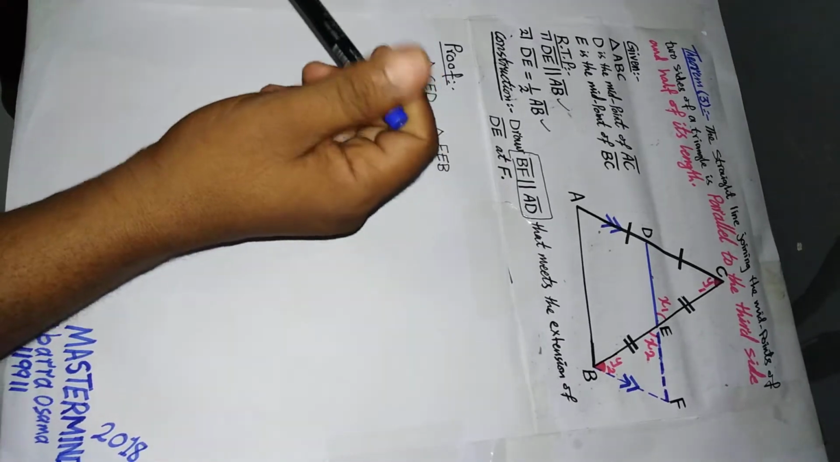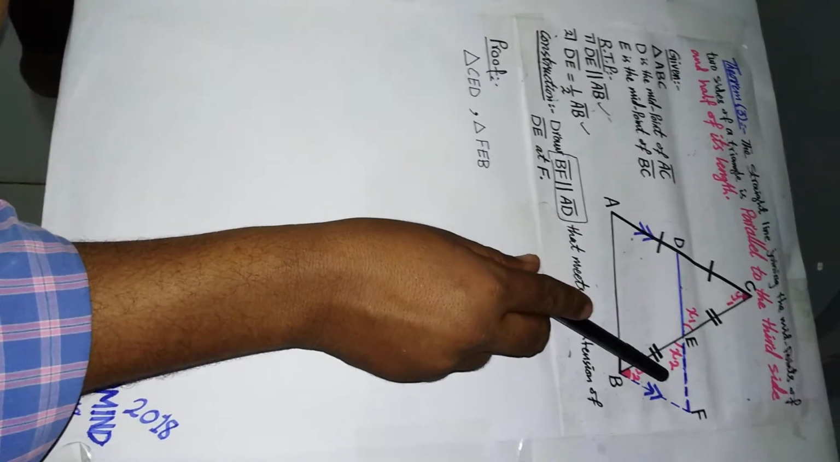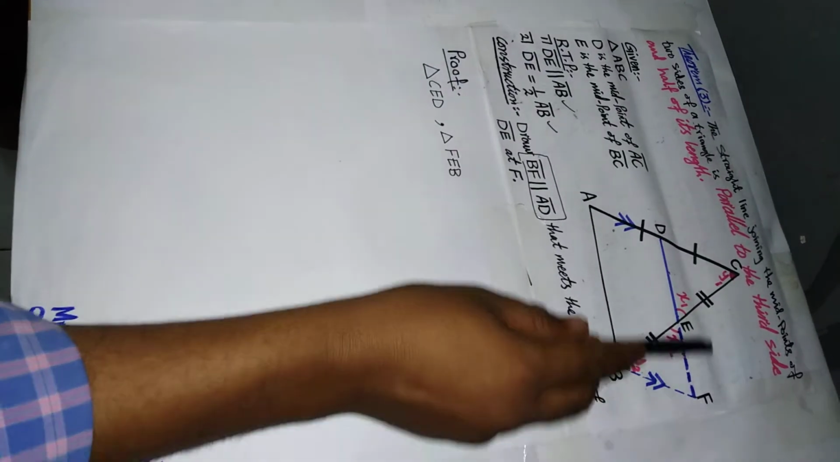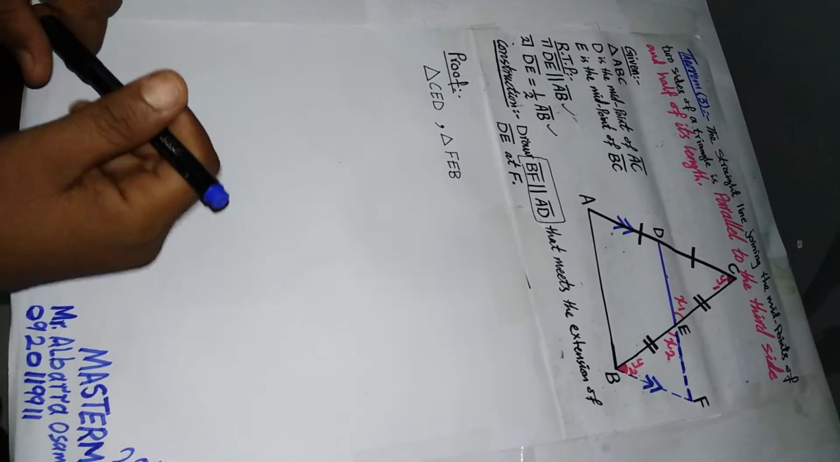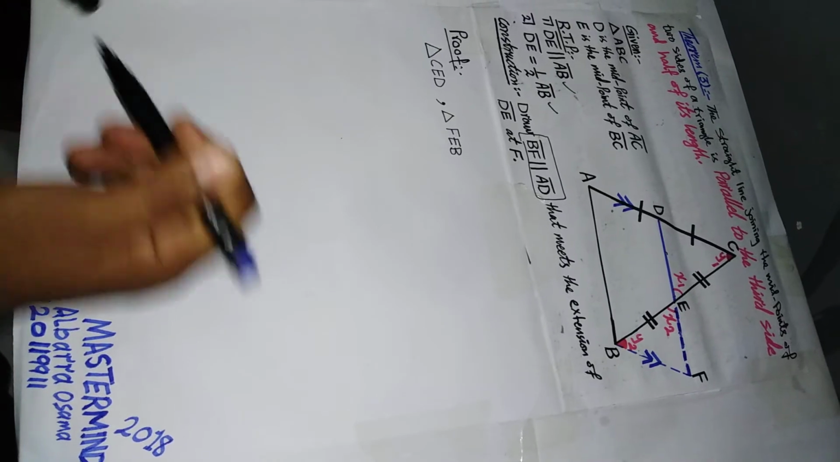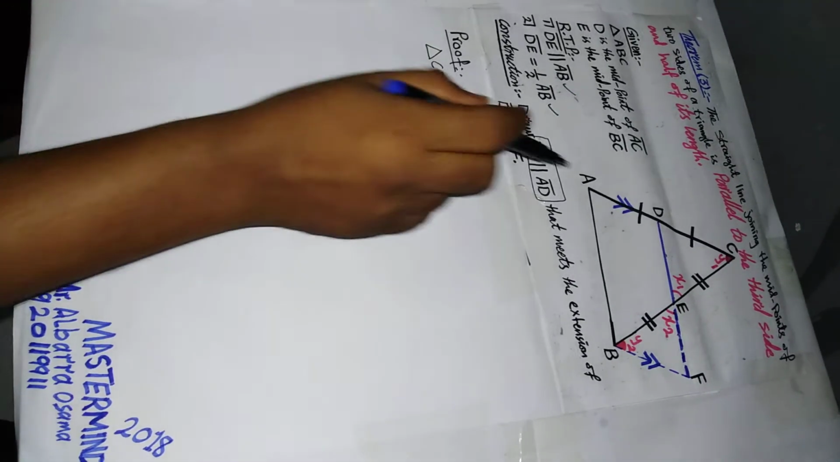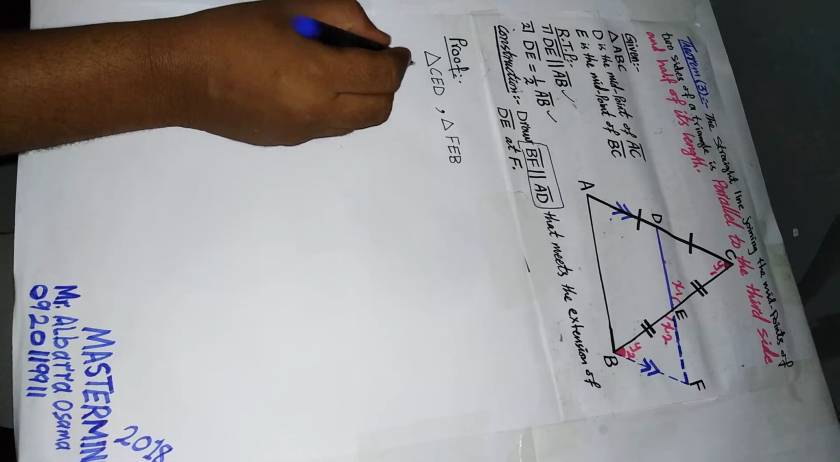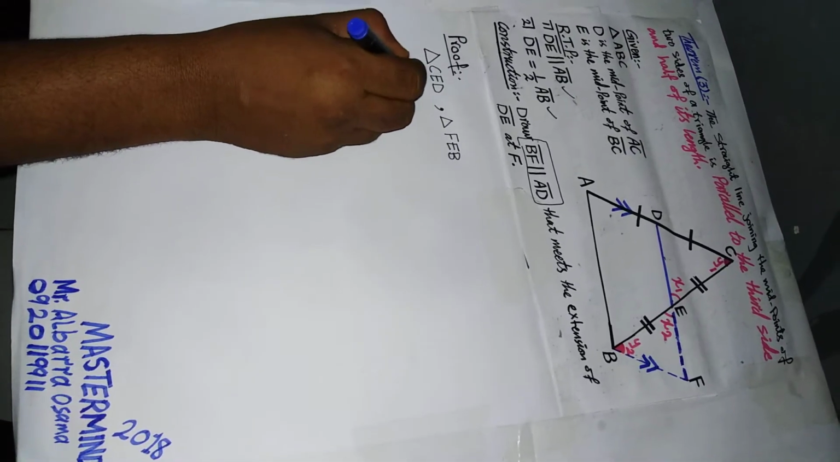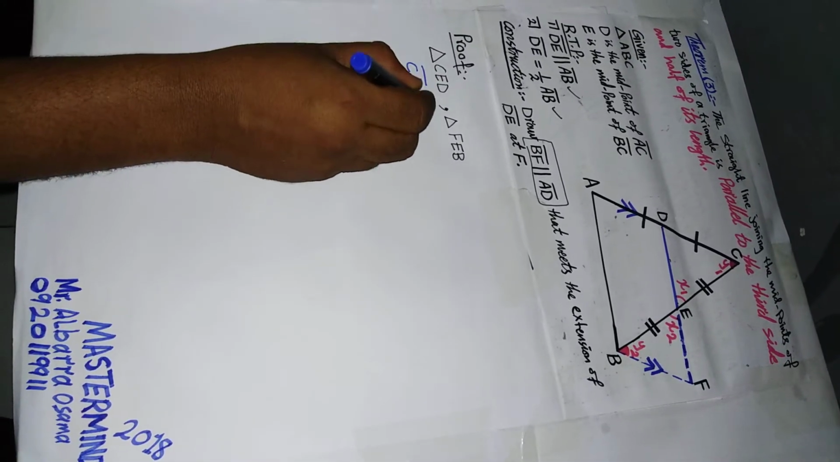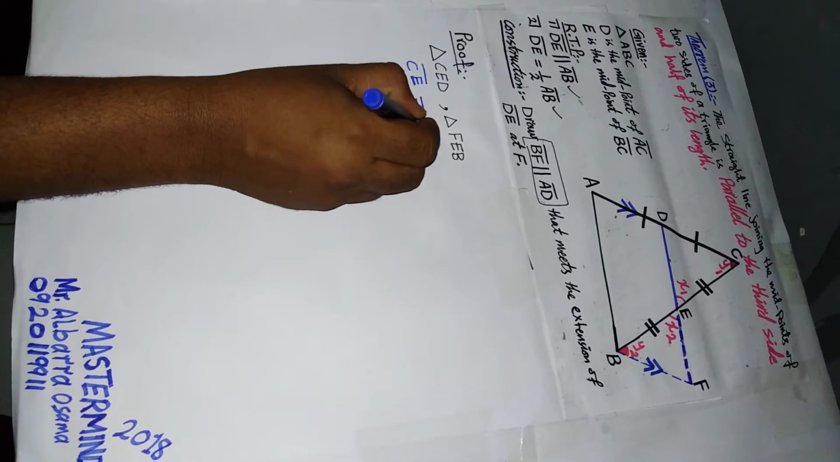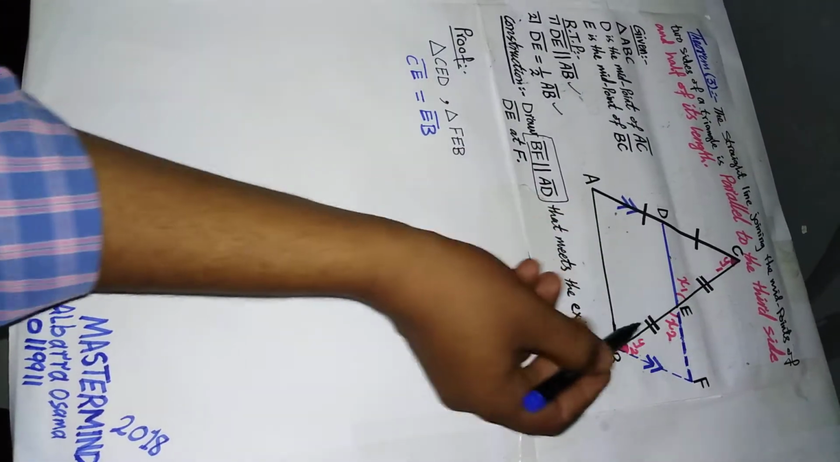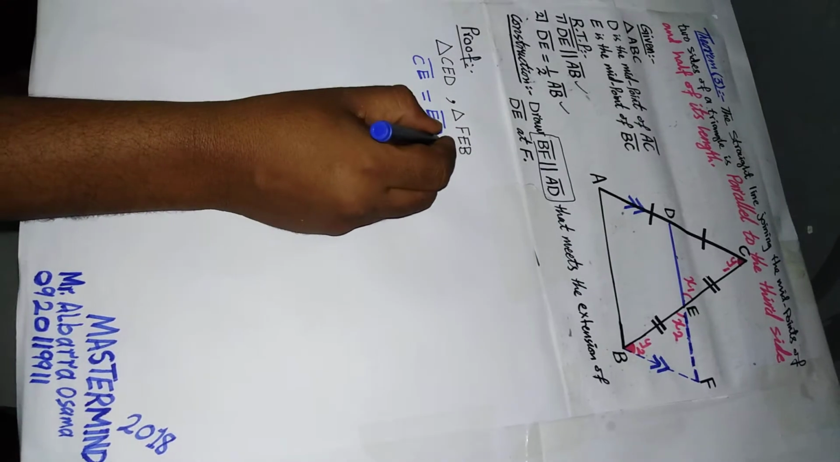My proof, I will start with these two triangles. This is triangle number 1 and this is triangle number 2. The first triangle is named CED. The second triangle is FEB. I will try to prove that these two triangles are congruent. The first step, I can say that CE, from the first triangle, equals EB or BE. Why are they equal? You can see the sign. So because it's given.